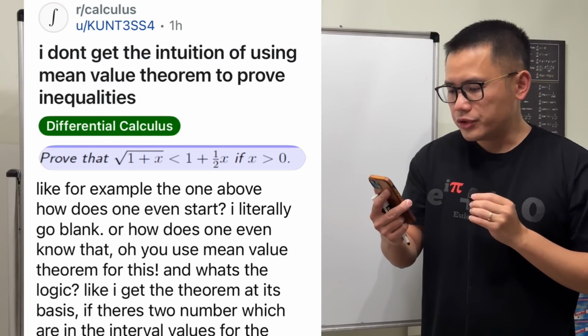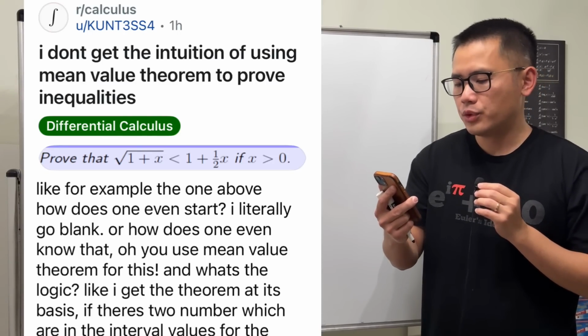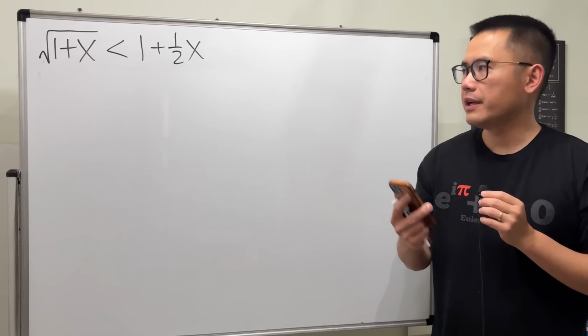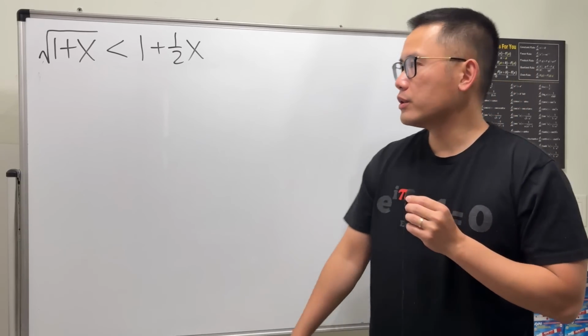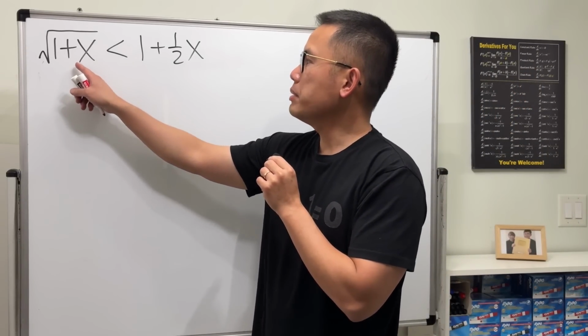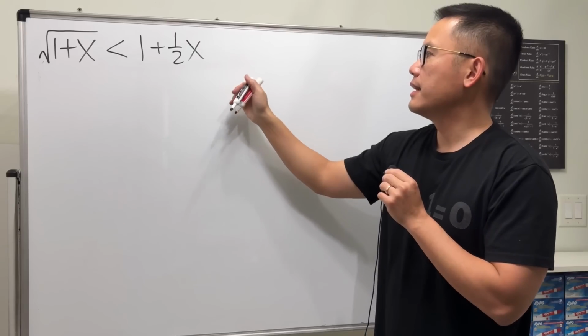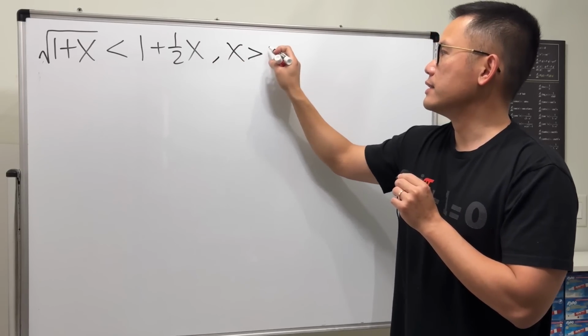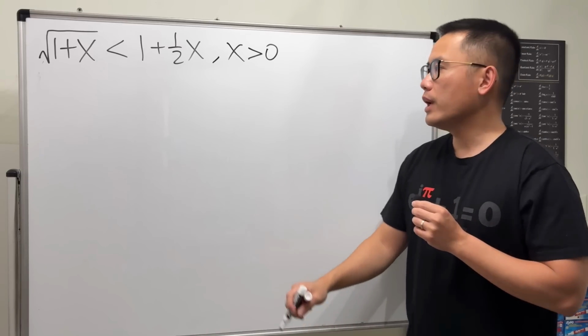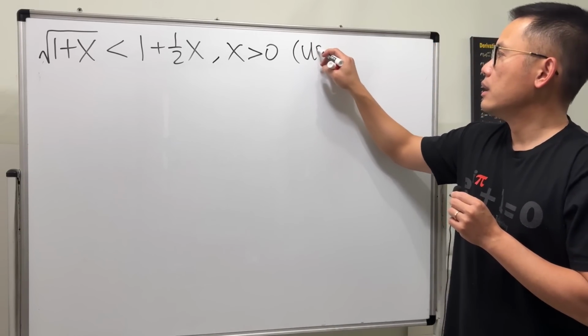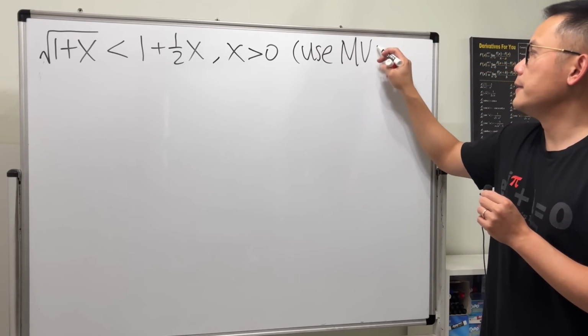I don't get the intuition of using mean value theorem to prove inequalities. Okay, let's take a look. Here we are going to show that square root of 1 plus x is less than 1 plus 1 over 2 times x. And this right here is for x greater than 0. And we are going to be using the mean value theorem, so MVT.